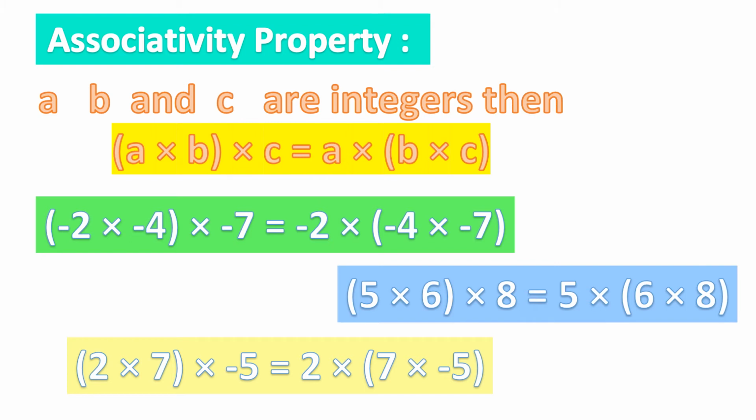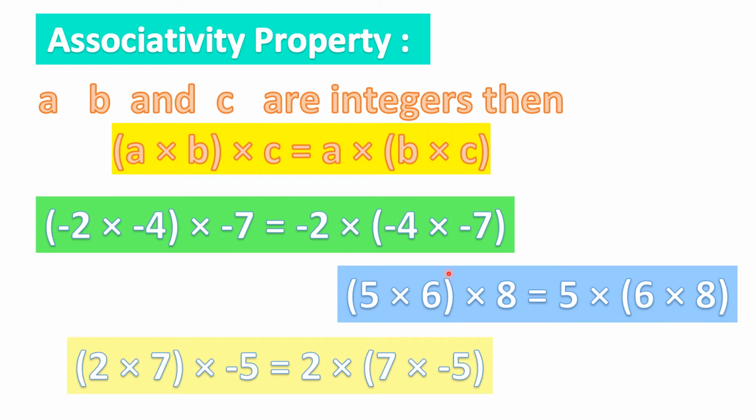So likewise, associative property in multiplication says that if we take three integers a, b and c, and if we multiply them like this, first ab, then c, or if we multiply them like this, first bc, then a, we will get the same answer. This equal to shows that we will get the same answer, okay? So let's see some examples.